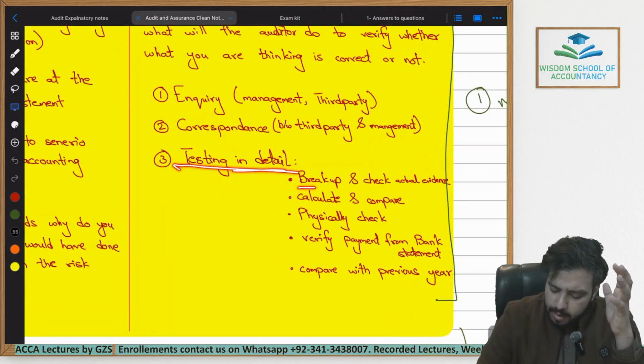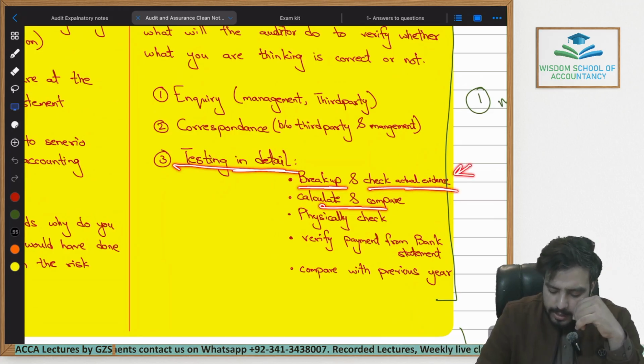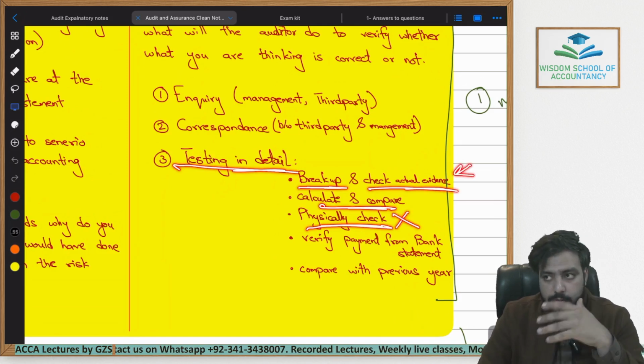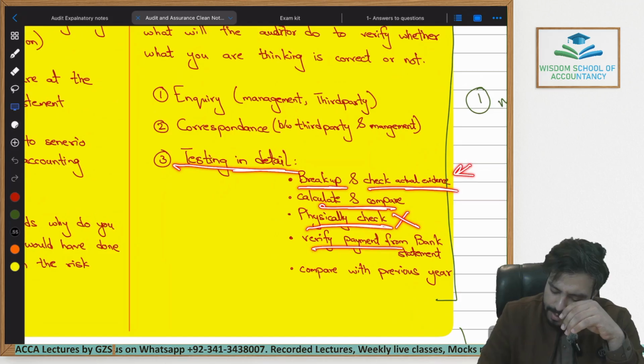Can I ask for a breakup and check the actual evidence? Can I calculate and compare? Can I physically check something? Obviously, I can't physically check anything because revenue is not physical. Can I verify some kind of a payment from the bank?